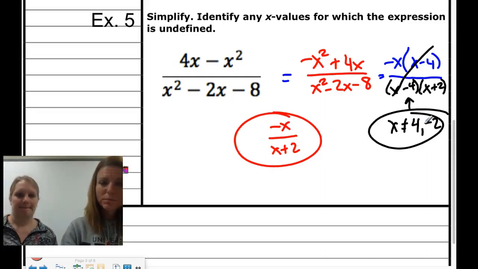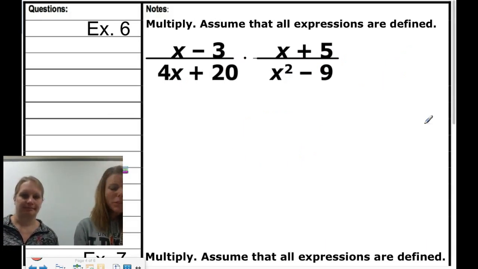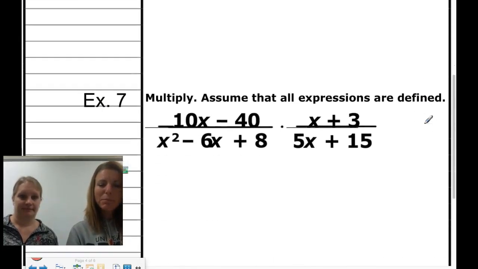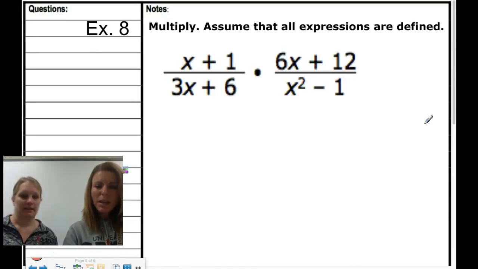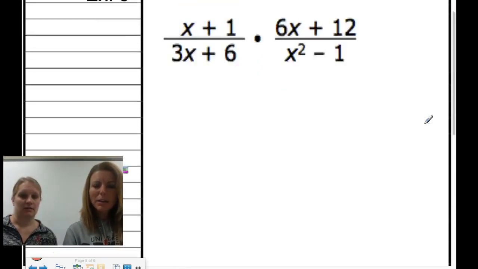Got it. Great. So we have an example 6 and example 7. I'm just quickly seeing what we have left here. Okay, and ooh, we have a lot of stuff.